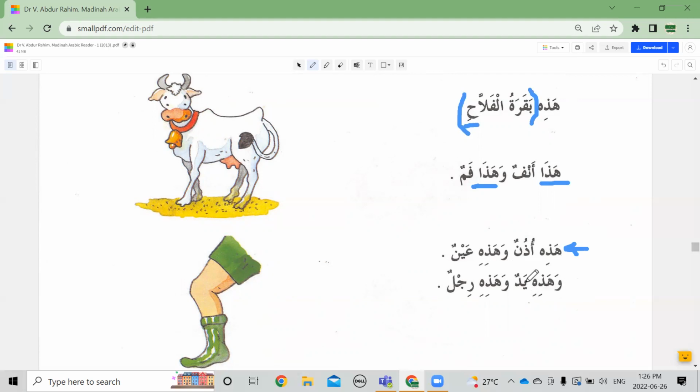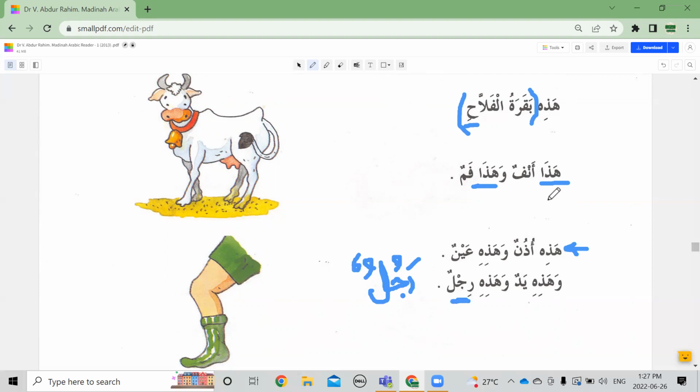And this is yadun, hand. And these are the legs, rijlun. Rijlun is legs. Rajulun is man. Be careful with this. Rajulun is man, rijlun is leg. If you say rajulun, then it is man. It is a common word; you can write it with this as well.